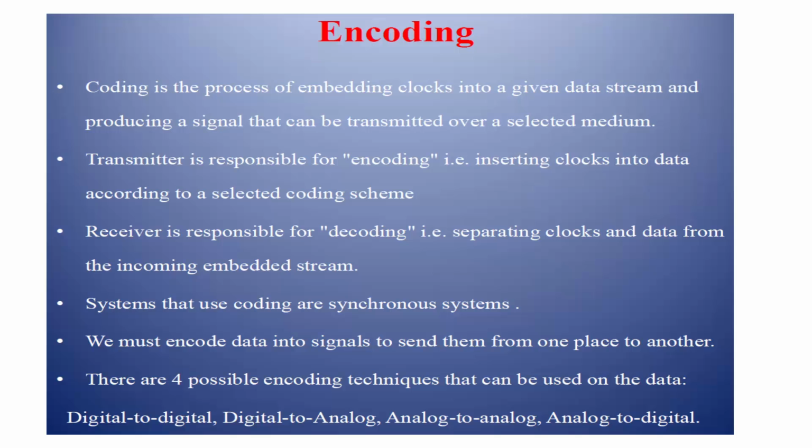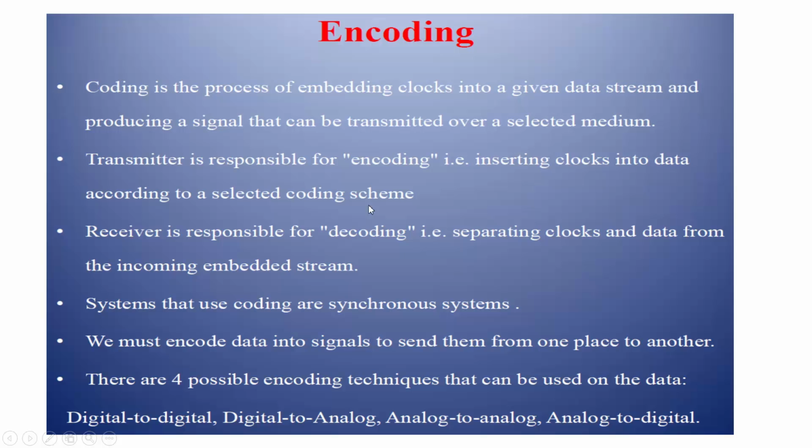So for that, we have to introduce certain clocking strategies at the transmitter side, and that's what we call encoding, so that the proper detection can be done at the receiver. So coding is the process of embedding clocks into a given data stream. Now the transmitter is responsible for encoding, that is, inserting clocks into data according to a selected coding scheme. So it is the responsibility of the transmitter to include the encoding, that is, clocks will be inserted under a selected coding scheme.